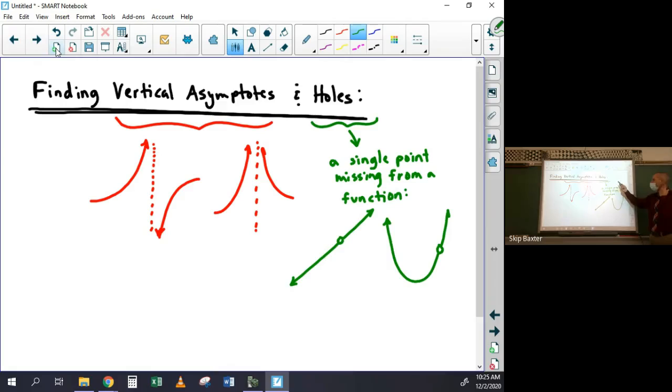And that's actually the technical name for it. It's a hole. Okay? Sometimes it's called a removable discontinuity, but don't worry about that. We can just call them holes.